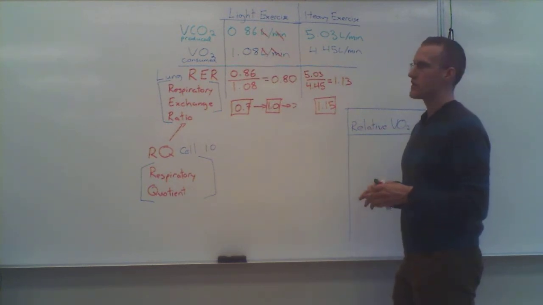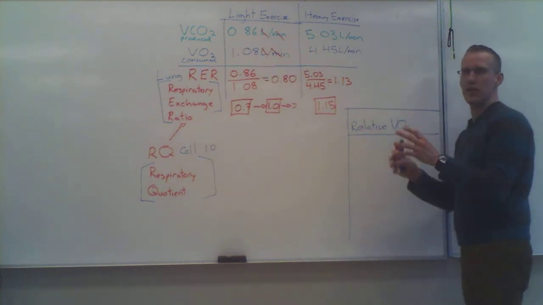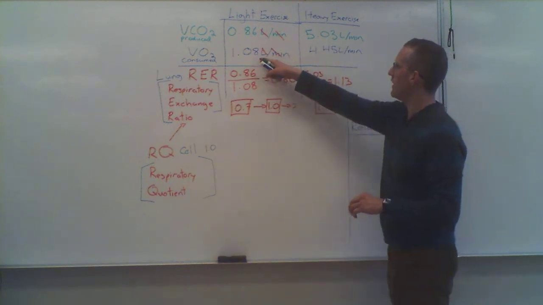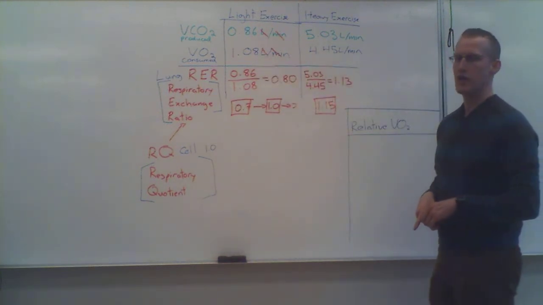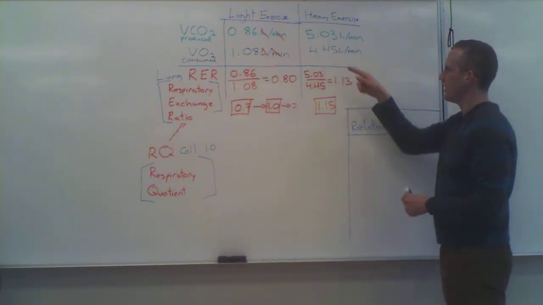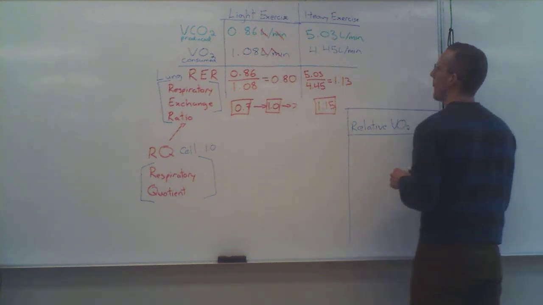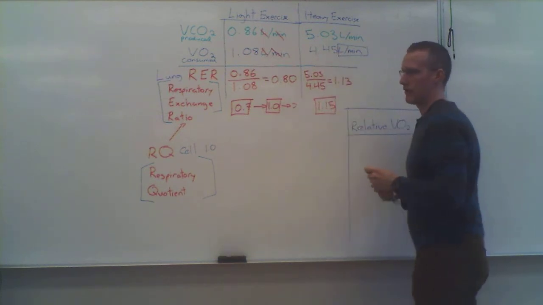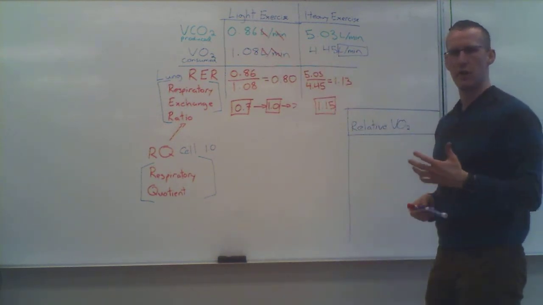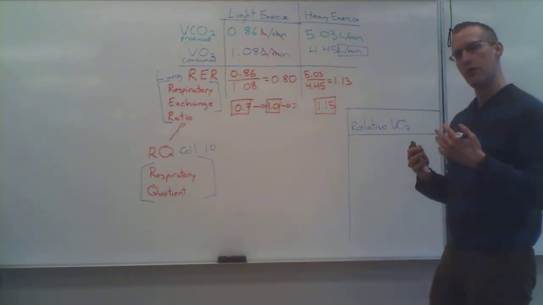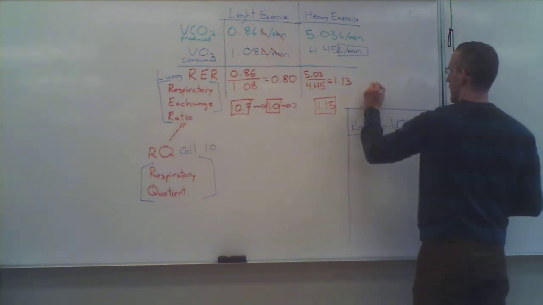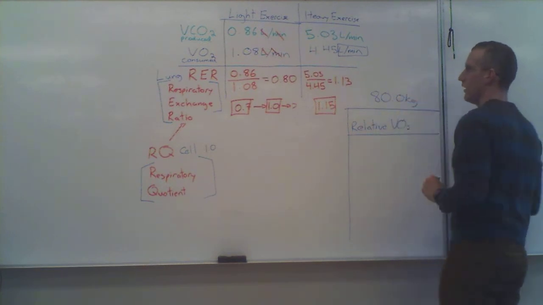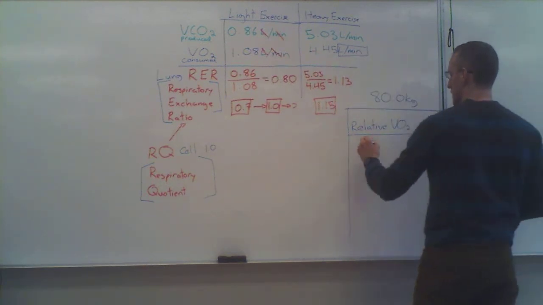So there's another important thing we can do here that's often done with oxygen consumption, which is to turn these numbers into a relative amount. So why is that important? Well, right now, the unit is liters per minute. But 4.45 liters per minute doesn't tell us a lot about the person. So if we know the mass of the individual, let's say in this case it's 80 kilograms, we can figure out a relative amount.